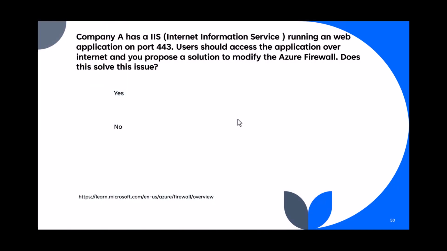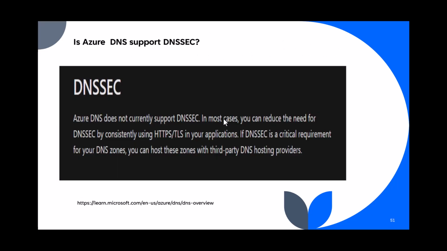Company A has an IaaS, Internet Information Service, running a web application on port 443. Users should access the application over the internet, and you propose a solution to modify the Azure firewall. Does this solve this issue? Yes. The firewall is the one that actually blocks the port traffic. So if you say the answer is yes, that's correct. Moving on to the next question, question number 51.